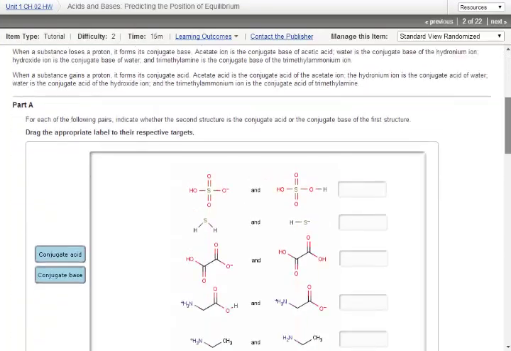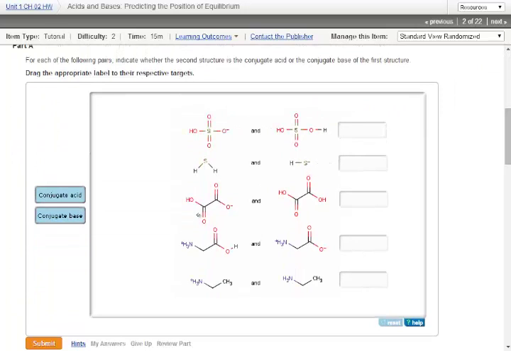Acids and bases, predicting the position of equilibrium. What we're going to do is compare our structure on the right with the structure on the left. And remember that a conjugate acid has one more hydrogen than its base. A conjugate base has one less hydrogen. So what we're comparing is the hydrogen content.